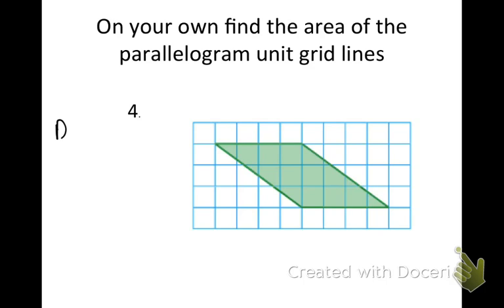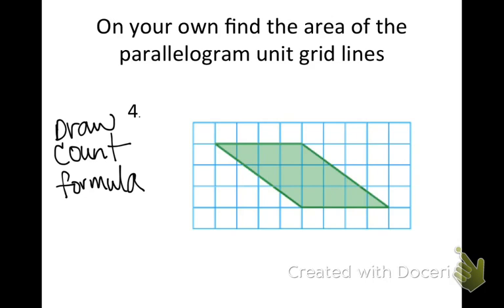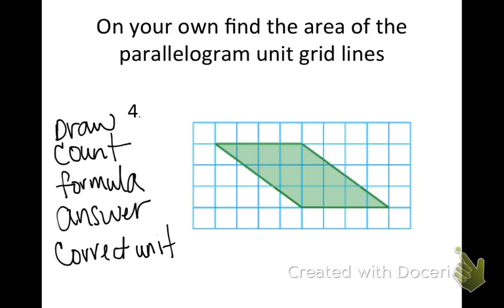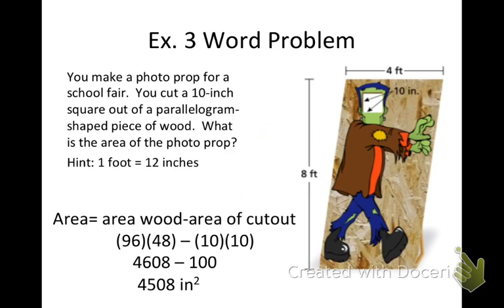All right, so we're going to draw the picture. We're going to count our squares. We're going to write down the formula. And you're going to calculate the answer. And you're going to make sure you have the correct units written down. When you're finished, go ahead and write your answer into the text box on the right. Once you're done with that, you may progress to the next slide.